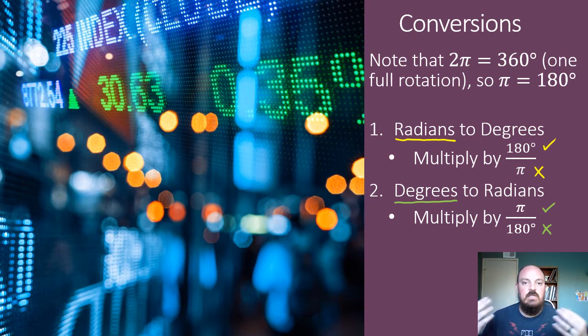So what you're doing is, whatever unit you're starting with, when you're doing a conversion, that goes on the bottom of your fraction to cancel out that unit. And whatever unit you want to end up with goes on the top because that's what you want your answer to end up in. And that, again, is called unit analysis.